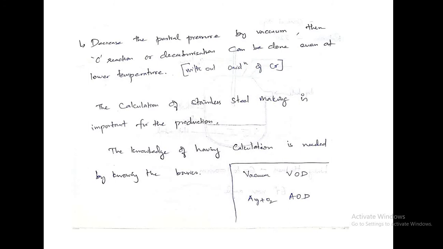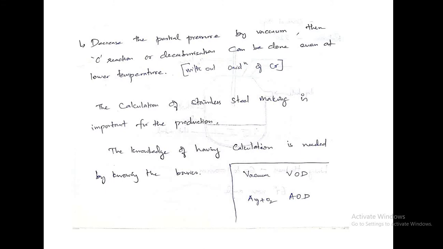So what does it mean to reduce the partial pressure? We are removing that carbon monoxide. So with a vacuum condition in the stainless steel process, we can reduce the partial pressure of carbon monoxide very easily, even at lower temperature. That is why we have different types of stainless steel making process, VOD, AOD and so on. Argon oxygen decarbonization, vacuum oxygen decarbonization.